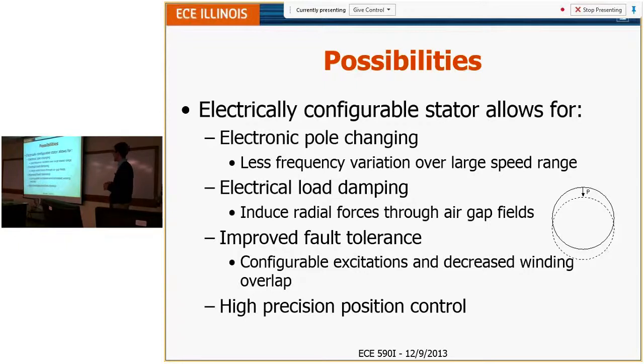Another is improved fault tolerance, and that's just because the more excitations you have, the more ways you have to compensate for a failure. So if you have the exact same winding structure in 3-phase and 6-phase, the 6-phase gives you twice as much redundancy. That's often done in aviation. And the last is high precision control. It just allows you to have very precise knowledge of the fields inside your machine.